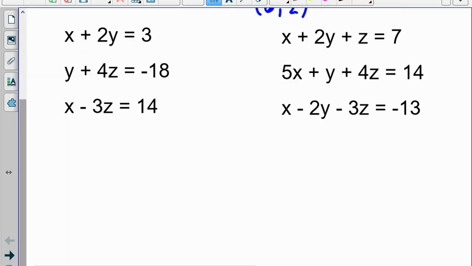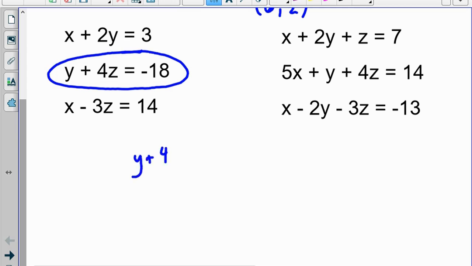As an added bonus, I'm going to solve this system of equations. That's a 3 by 3, but really it looks kind of weird because we don't have every variable in every equation. It's missing some parts, which actually makes it easier, but sometimes it looks good to see it worked out to kind of help you out. So what I would do is take a look at y plus 4z equals negative 18.